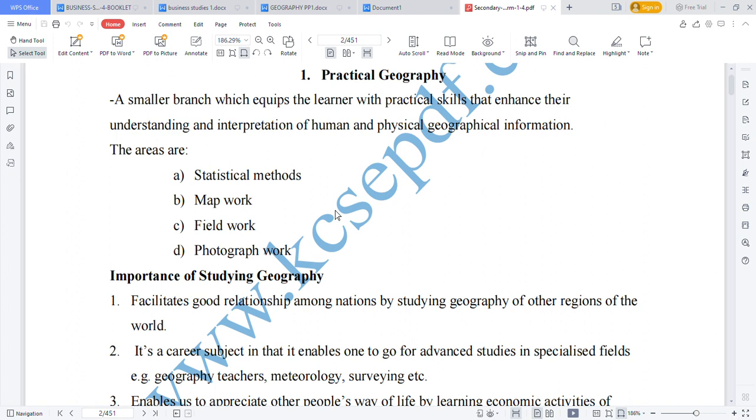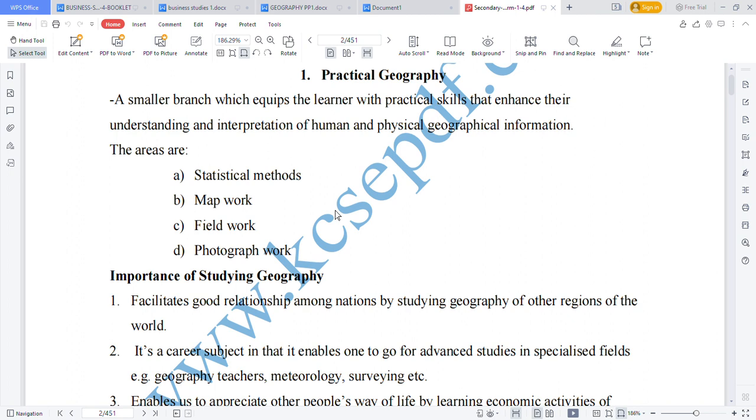Once you start doing paper 1 and paper 2 exams, map work and field work are compulsory topics that will be there. Statistical methods and photograph work are things that you are going to do in your exams. They will be there in paper 1 and paper 2.